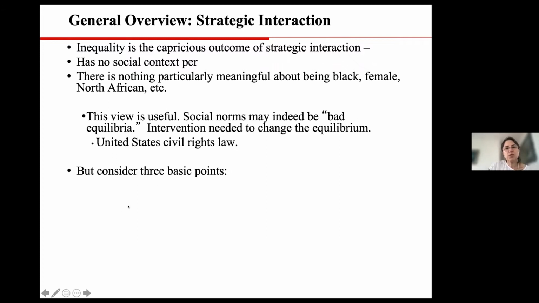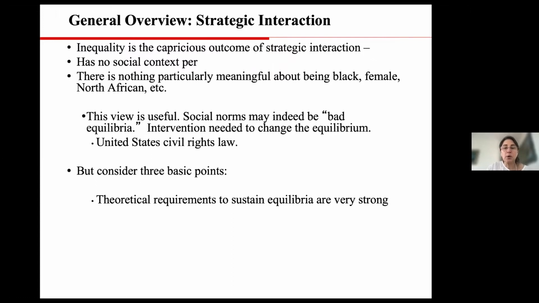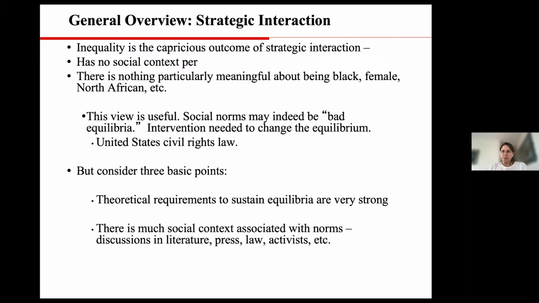I'd like to consider three points on what I think the models I've just outlined, the basic economic model as well as the model with strategic interaction, are lacking, or their possible problems. One is that the theoretical requirements to sustain the equilibria are very strong. If you actually write down these models and see what sustains these equilibria with bad social norms, it's quite a lot of machinery you need. You need these punishments to be ad infinitum, right?